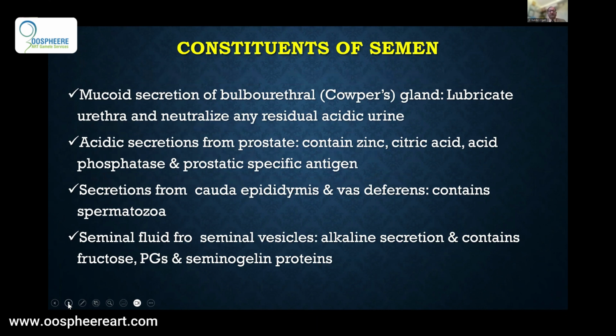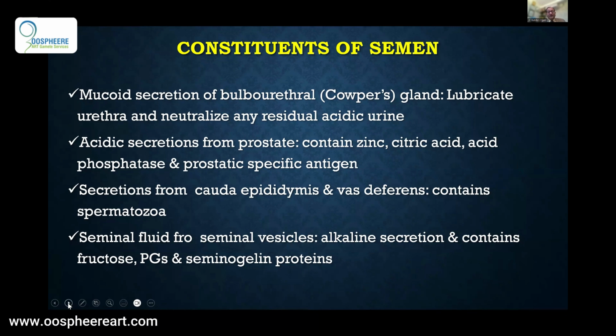Let's begin with semen analysis, which is always the first test. Let's start with the basics: what are the constituents of semen? One of the important ones, the first part, is a mucoid secretion of the bulbourethral glands, known as Cowper's glands. These secretions lubricate the urethra and neutralize any residual acidic urine. That is usually the first constituent of semen.